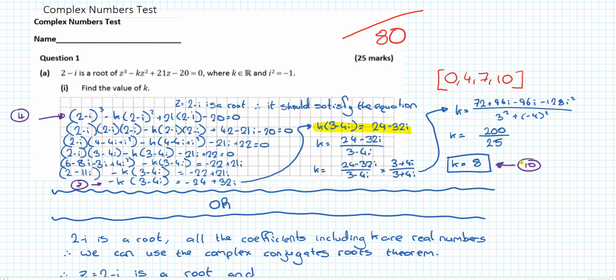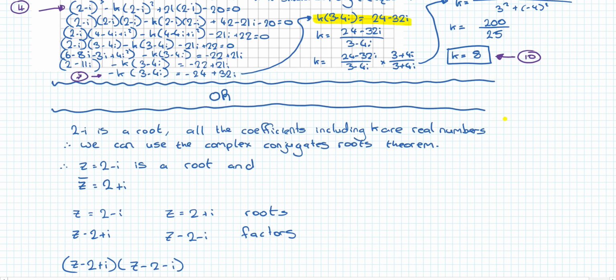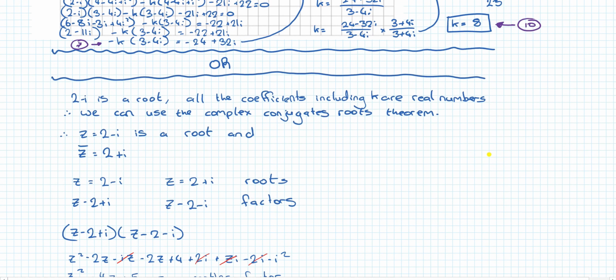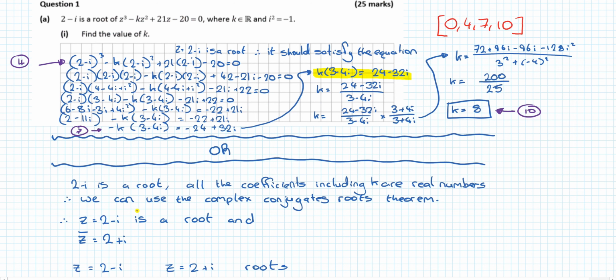There is a second way of doing this question. We know that 2 minus i is a root. All of the coefficients, including k, are real. That's really interesting. The coefficient here is 1, here is k, here is 21, and the constant is 20. k is real, and I know 1, 21, and minus 20 are all real. So as 2 minus i is a root, and as all the coefficients are real, we can use the complex conjugate roots theorem.